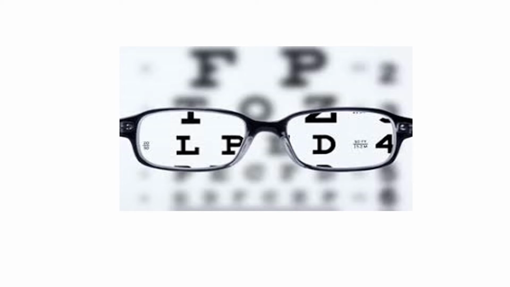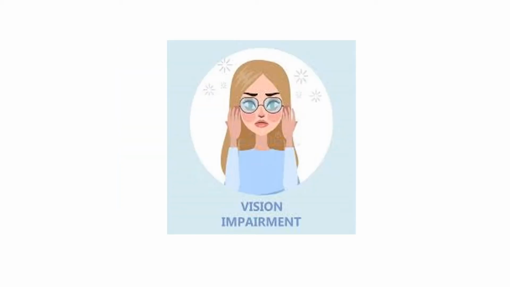This is measured in degrees away from the direct line of vision. IDEA 04 defines visual impairment as an impairment in vision that, even with correction, adversely affects a child's educational performance. The layman's definition of a visual impairment is an impairment of someone's vision where glasses or surgery are not enough to fix the problem.